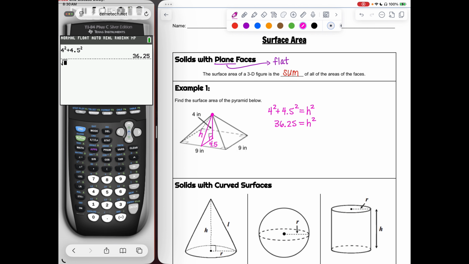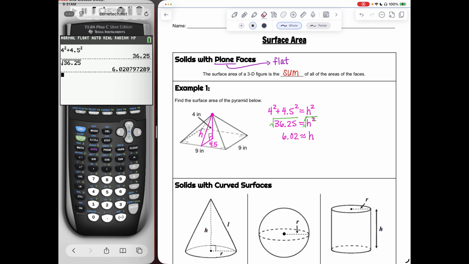Then I'm going to take the square root of both sides, of 36.25, and I end up getting 6.02 is approximately the height of that triangular face. I'm using the approximate symbol because I'm not using the exact number in the calculator, which is that long, 6.02079728 and so on. I'm not using that whole unrounded number, so I'm going to use the approximation symbol.